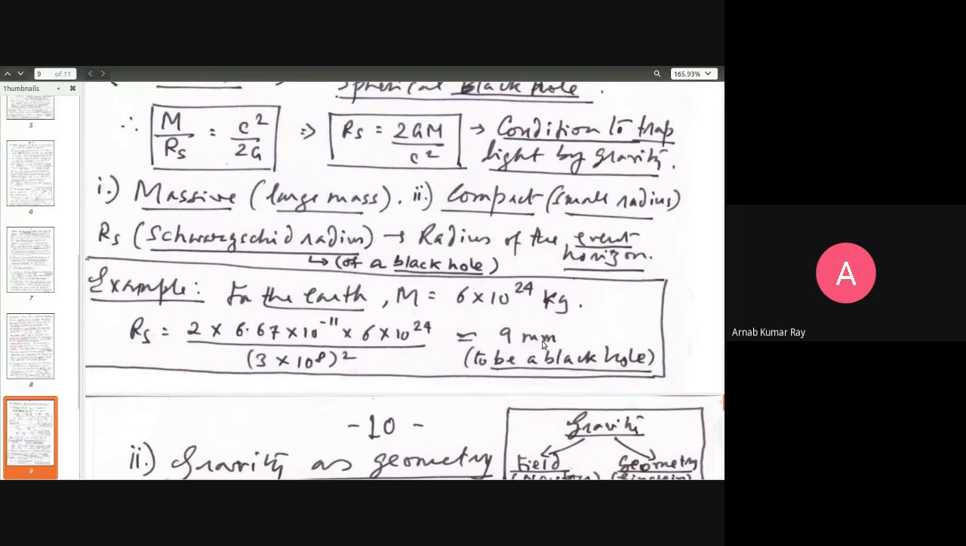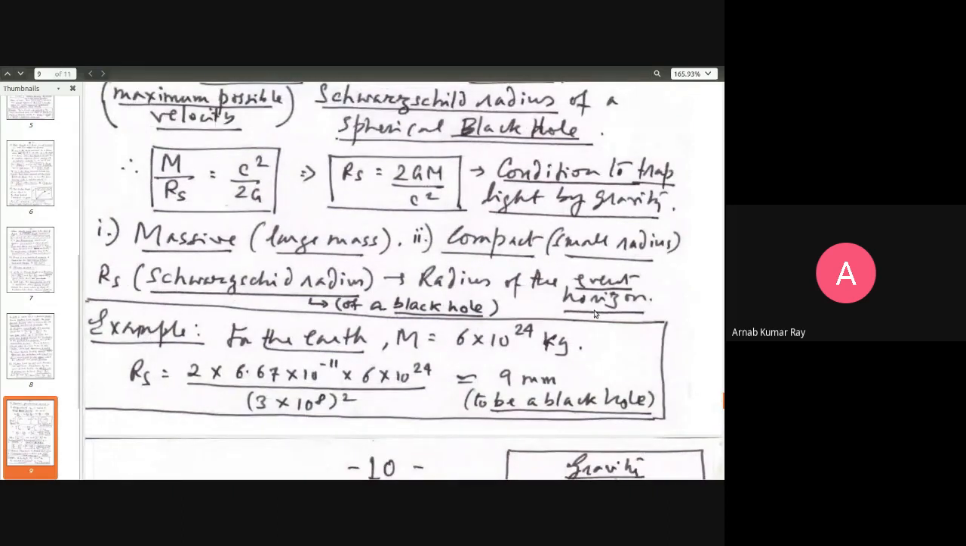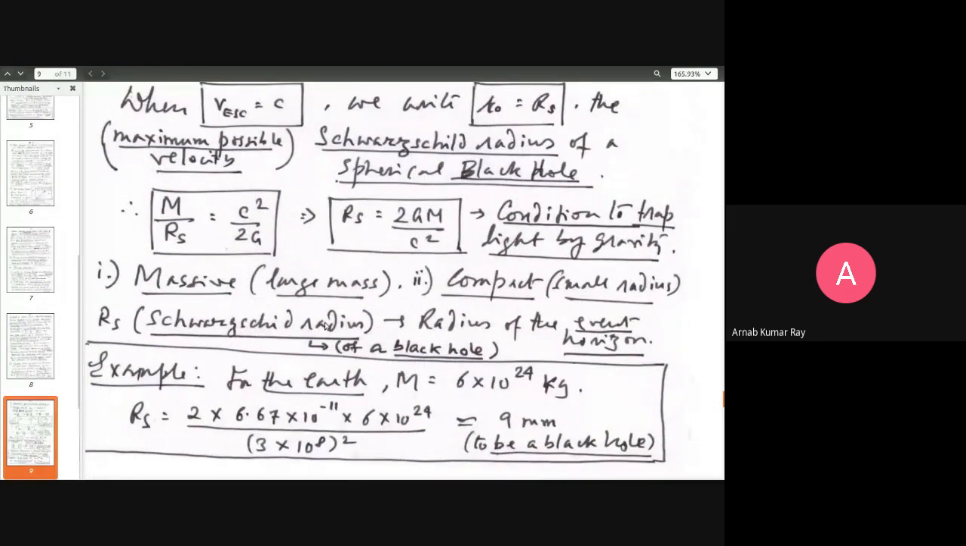Now, 9 millimeter is less than 1 centimeter. A little gap between your thumb and your index finger. That's the size of a marble. If you collapse all of the Earth's mass into the size of a small marble of radius 9 millimeter, the Earth will be able to trap light. So just one last point that I shall mention over here. Just give me a minute, as I said. Large mass, small radius, compactly packed in, gives you a spherical black hole.